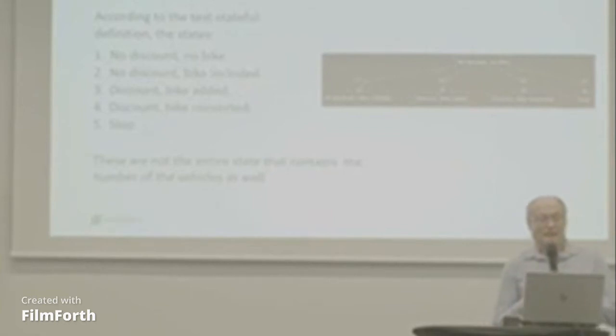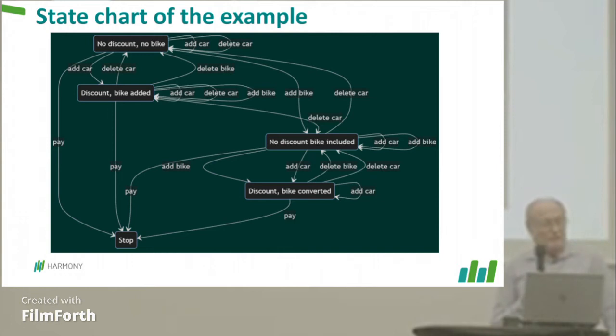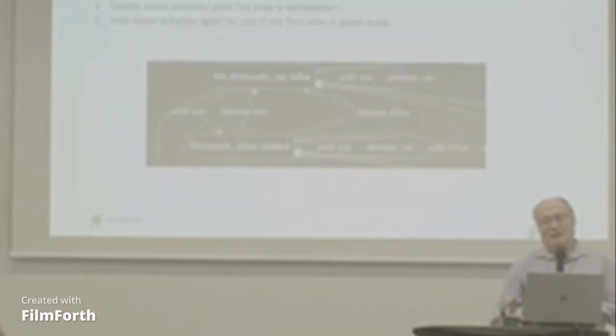So here is the state chart for the same example. You can see that we have the same 5 states, say 5 nodes, and we have a little bit more transitions, edges, but it's not significant. This is because from a given state, we can go along the same transitions to different states, different nodes.